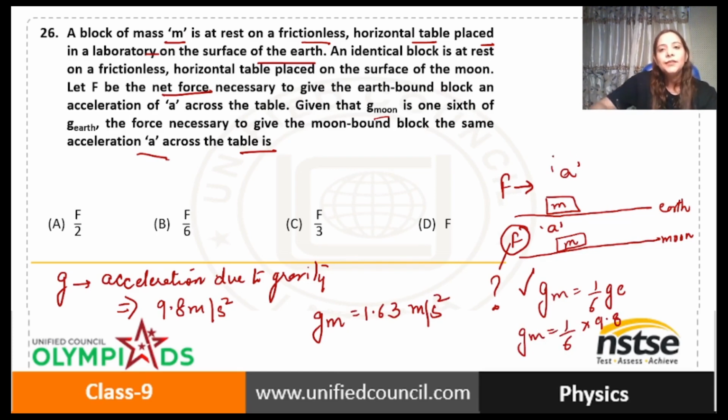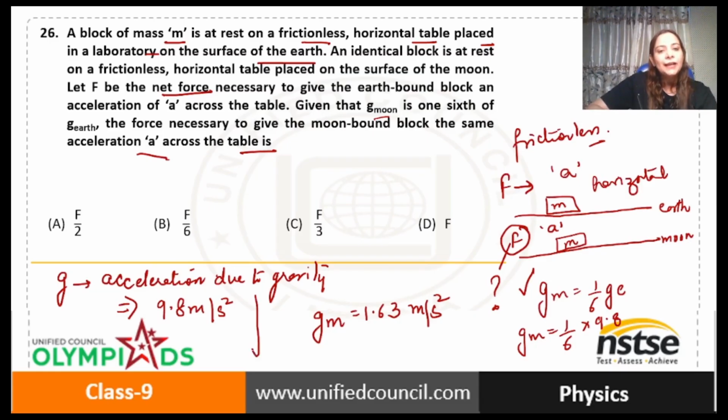Now both the surfaces are frictionless, and also both the surfaces are horizontal, and we know acceleration due to gravity acts vertically.